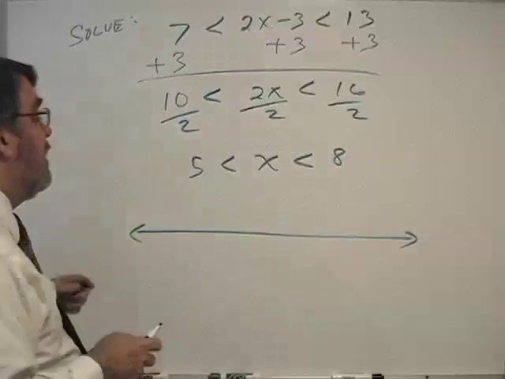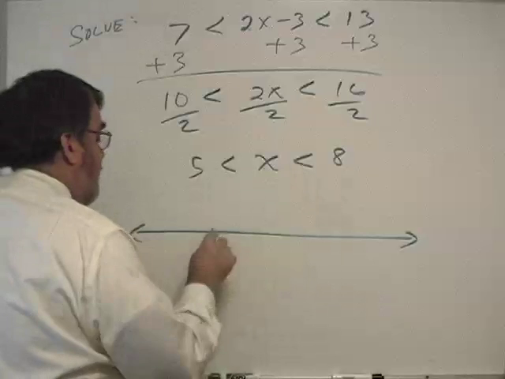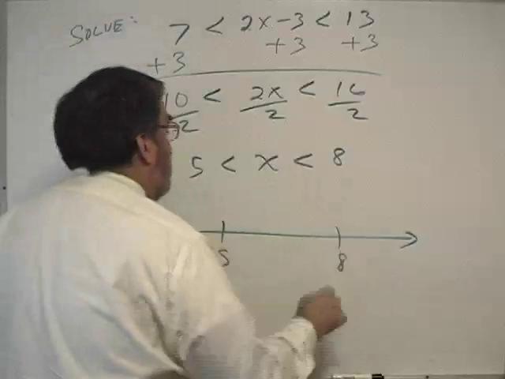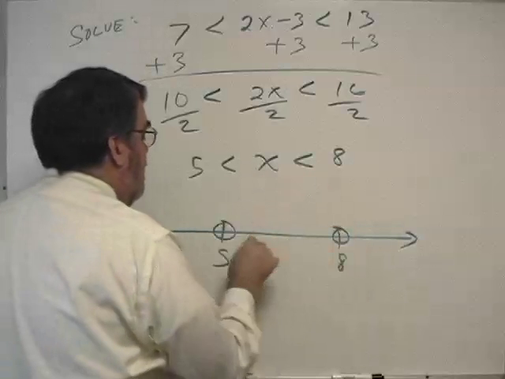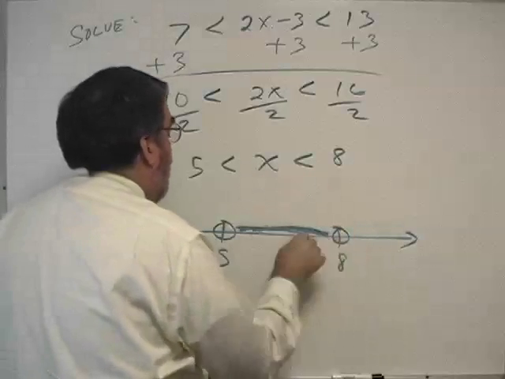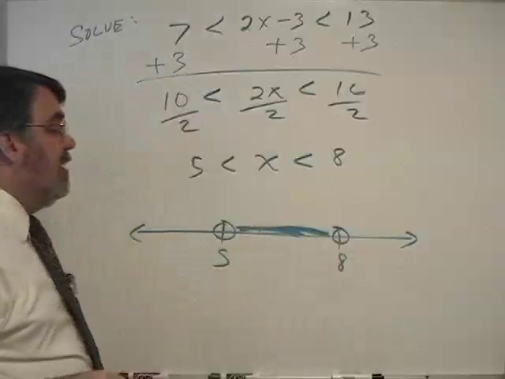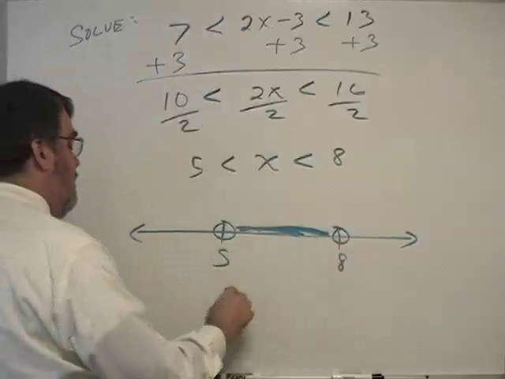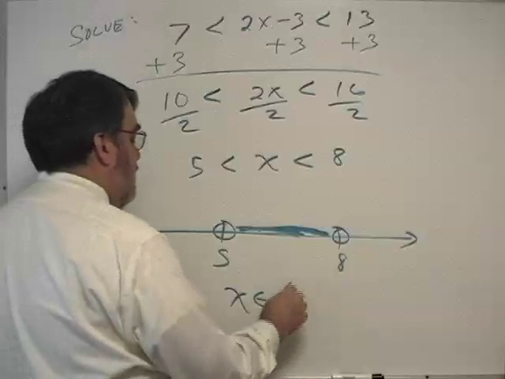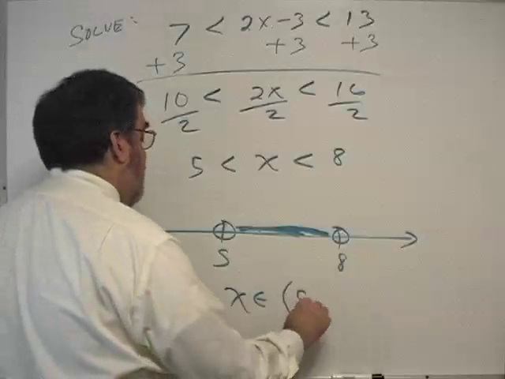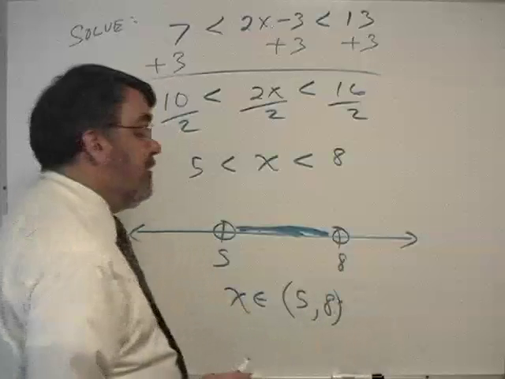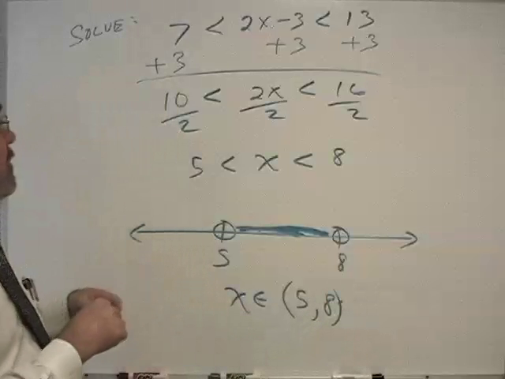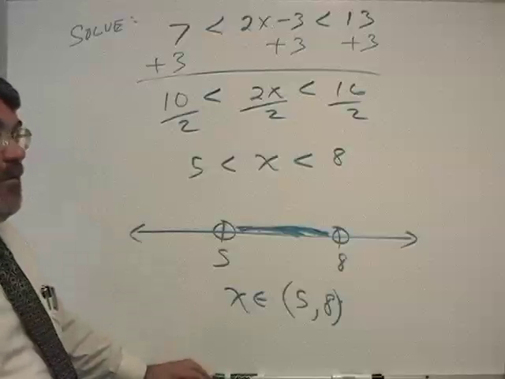Okay, so 5 and 8, 5 goes to the left of 8, and x is between 5 and 8. So I shade in between. This is an open interval. In interval notation, x belongs to, parentheses, 5, comma, 8, close parentheses. So there we go. There's a solution to that problem.